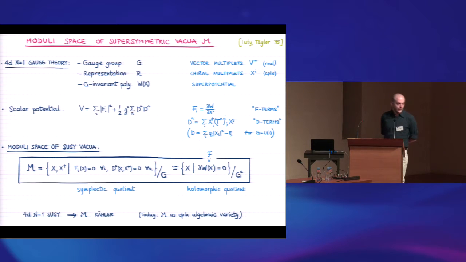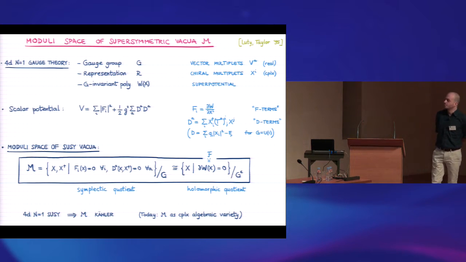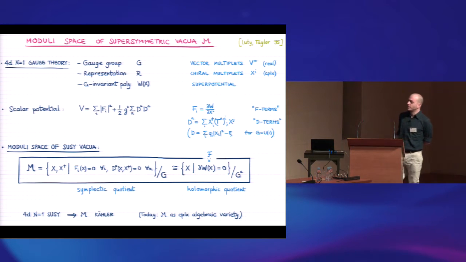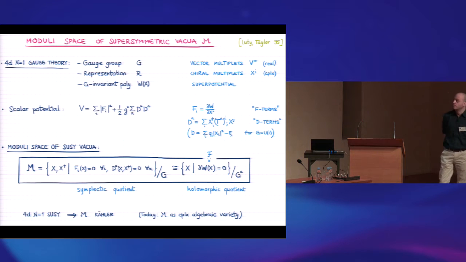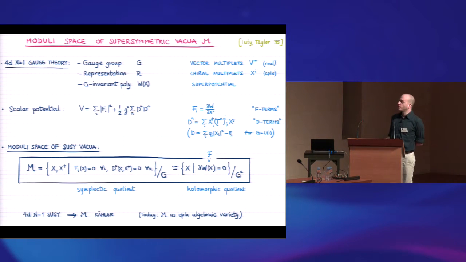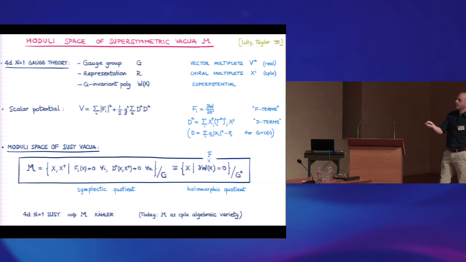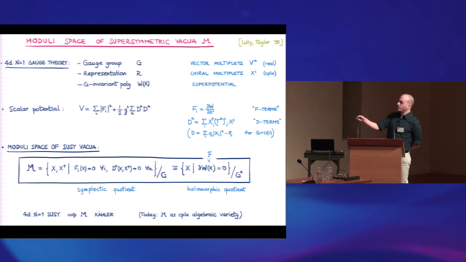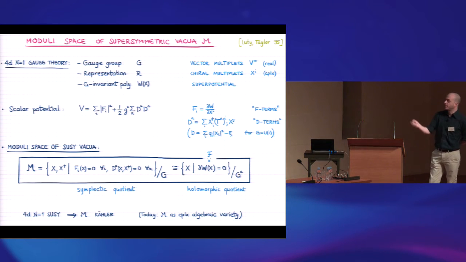So let me start by reminding you that the natural way in which geometry appears in supersymmetric gauge theories, as we heard also before, is in the study of moduli spaces of supersymmetric vacua. So let me consider a four-dimensional N=1 gauge theory, so with 4 supercharges. Its data is defined by a compact gauge group, G, to which we associate vector multiplets, and a representation R, which is typically reducible. This describes the matter fields in the theory.